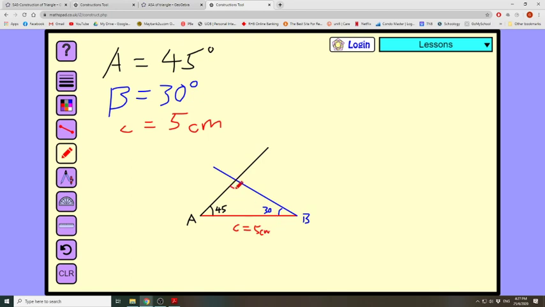The angle here you can find out: 180 minus 30 minus 45, you get 105. And then the corresponding length as well. All right, so this one is actually pretty simple.